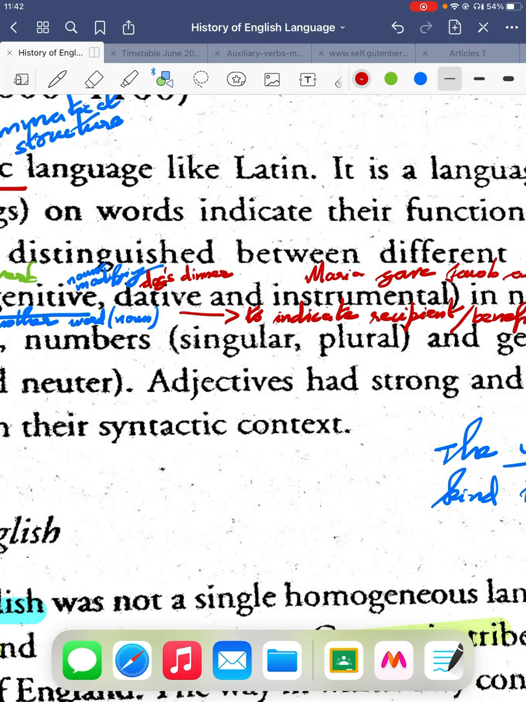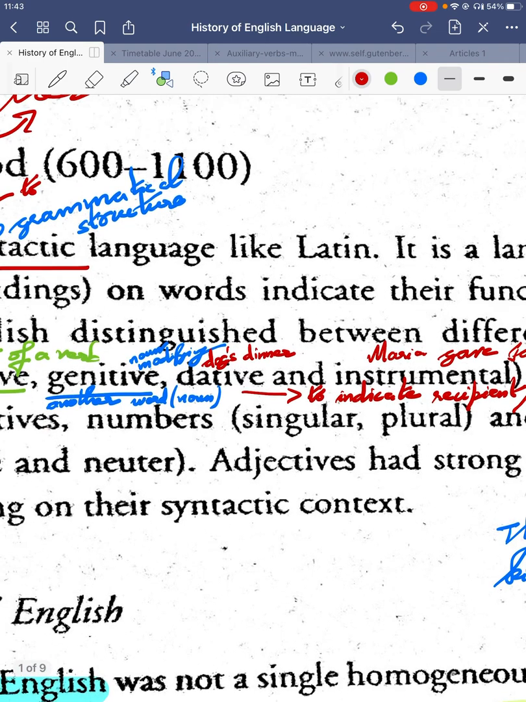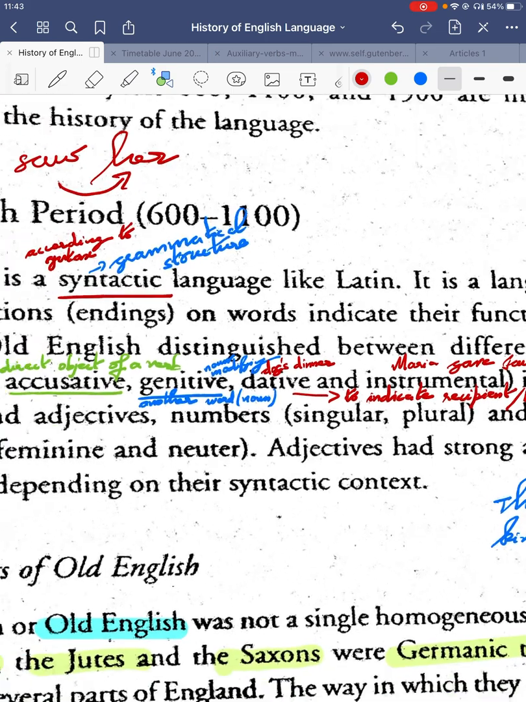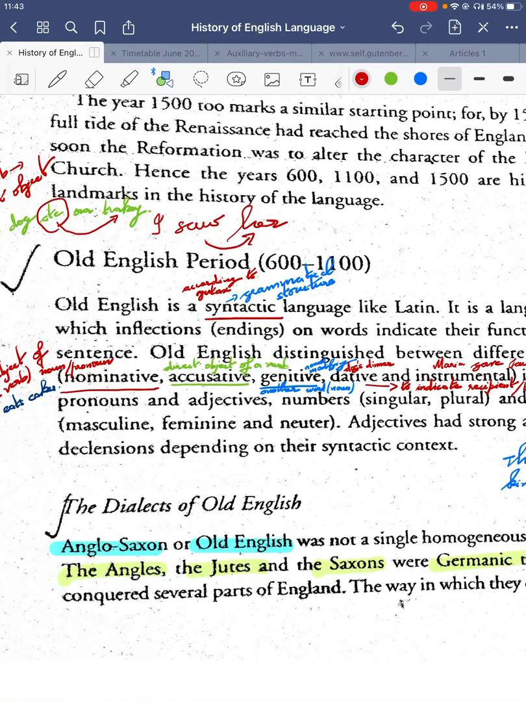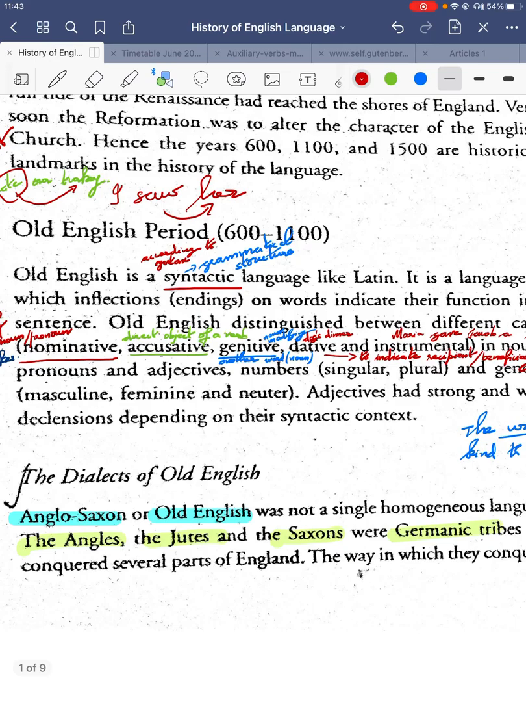So much importance in the Old English period, though the period was between 600 AD and 1100 AD. There was much importance given to the inflections, the suffixes, which could classify words as nouns, adjectives, adverbs, etc. And again, there were different kinds of cases. Prominently, there was the nominative case, the accusative case, the genitive case, the dative case, and the instrumental case.